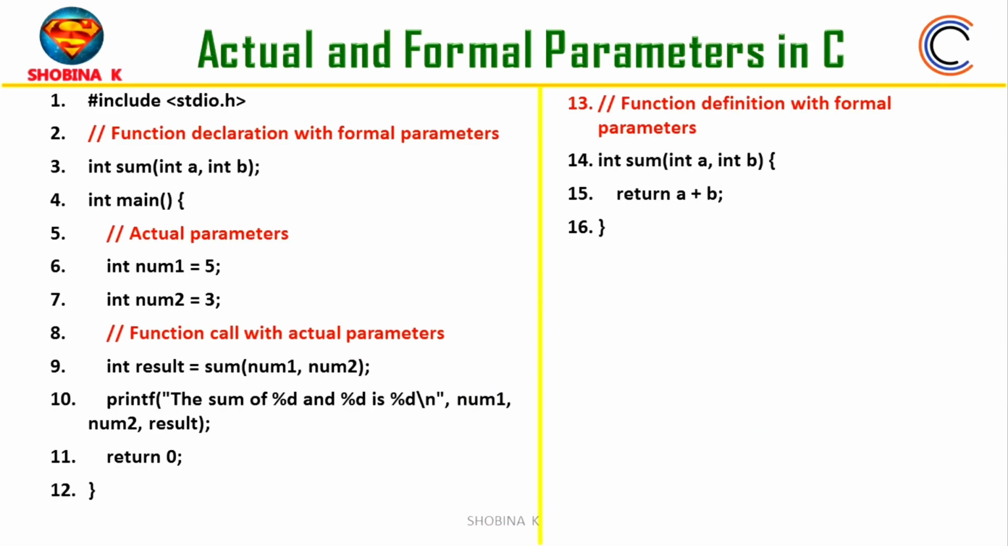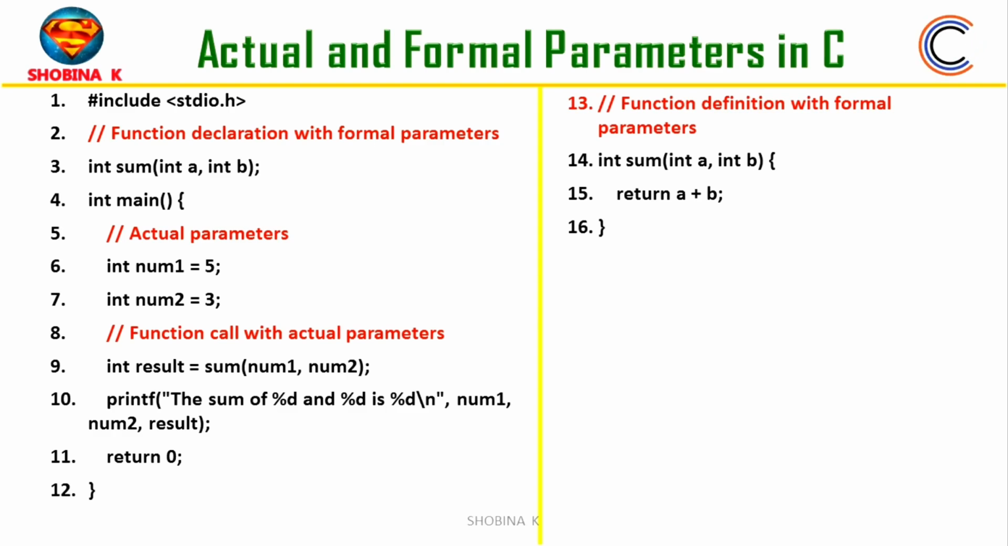Now let's see an example that demonstrates the use of functions with formal and actual parameters to calculate the sum of two integers. First, include the necessary header files, and next we have the function declaration. Line 3 declares a function named sum that takes two integer parameters a and b and returns an integer. And next, the main function.